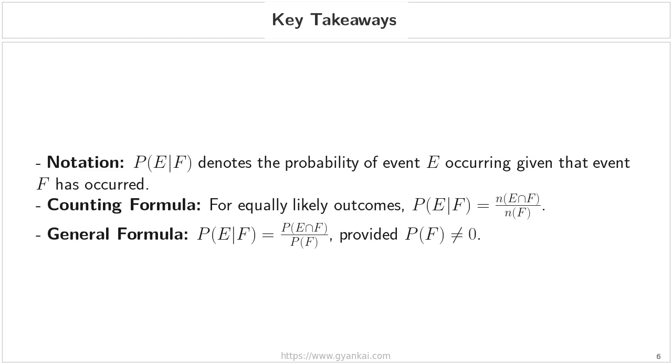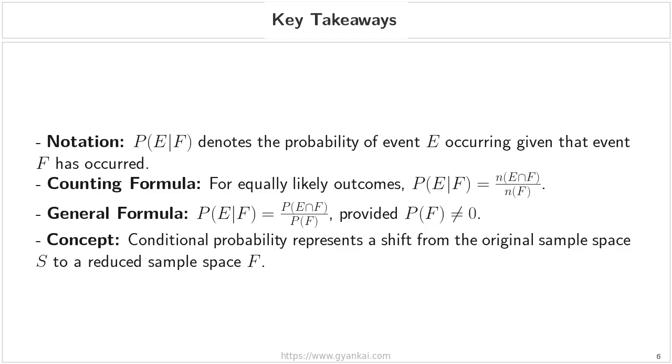Third, for more general problems where you aren't just counting outcomes, we use the general formula. Here, the probability of E given F is equal to the probability of the intersection of E and F, divided by the probability of event F. Just a quick reminder. This formula only works provided that the probability of event F is not equal to 0.